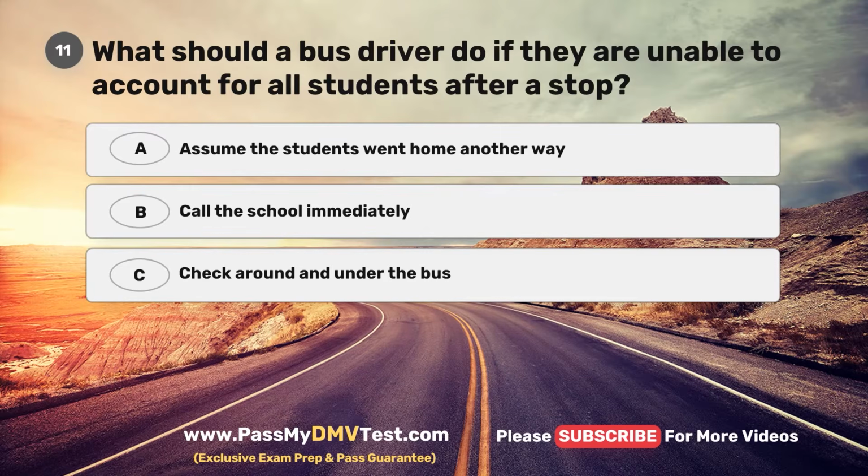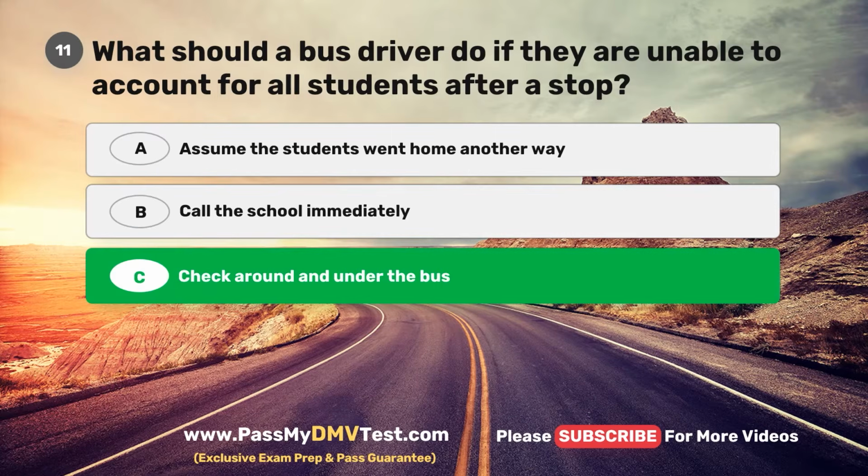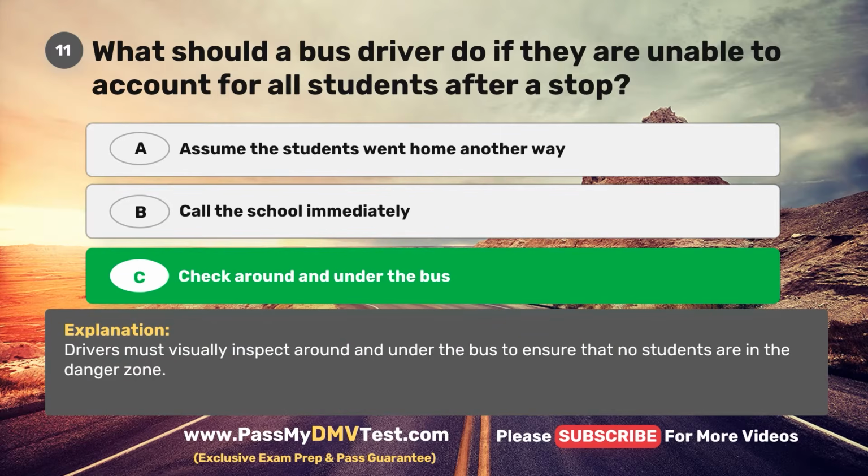Question 11. What should a bus driver do if they are unable to account for all students after a stop? A. Assume the students went home another way. B. Call the school immediately. C. Check around and under the bus. The correct answer is C. Check around and under the bus. Drivers must visually inspect around and under the bus to ensure that no students are in the danger zone.